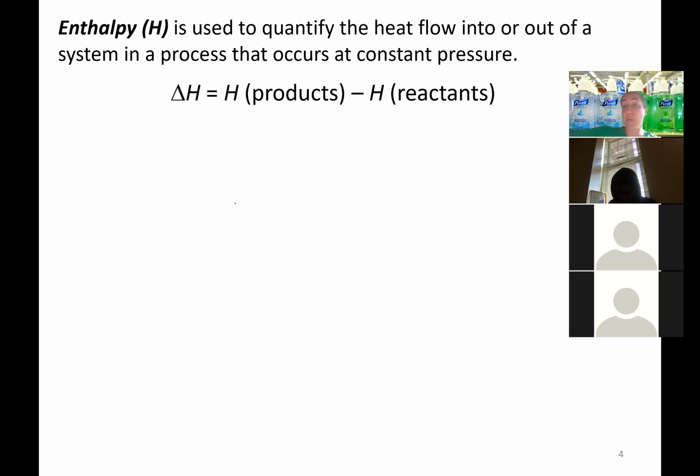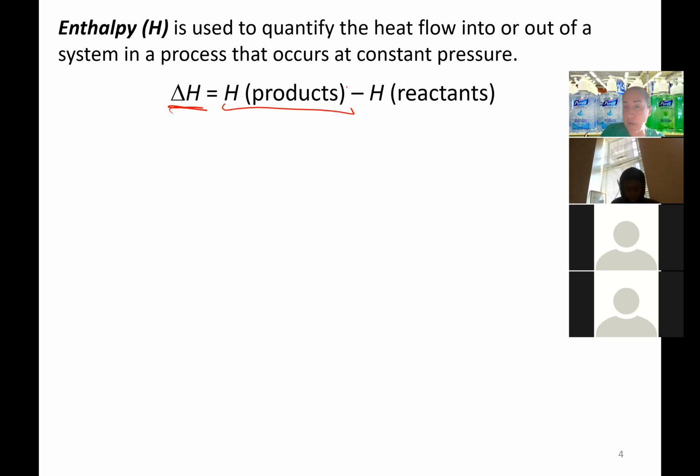All that matters is what products you get and where you started from. So that's why this delta H right here means the change in H. To find the answer in these problems, all you have to do is add up all of the enthalpy values of the products and subtract it from the enthalpy values of the reactants. That's what a state function allows you to do.